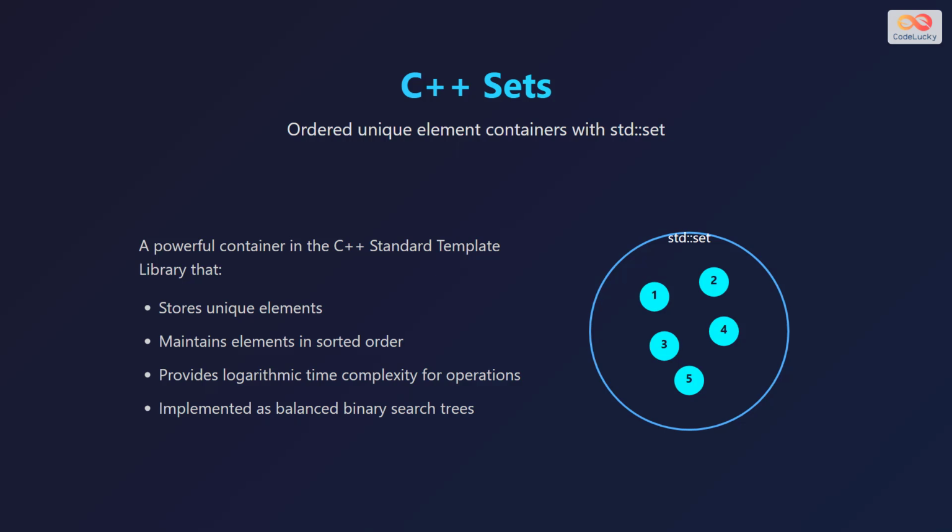Let's explore C++ sets. Sets are ordered containers that store unique elements. In this lesson, we will cover the C++ standard template library implementation, known as std::set. A C++ set is a powerful container that stores only unique elements, automatically maintains these elements in sorted order, provides logarithmic time complexity for most operations, and is implemented as a balanced binary search tree. This ensures efficient searching, insertion, and deletion.